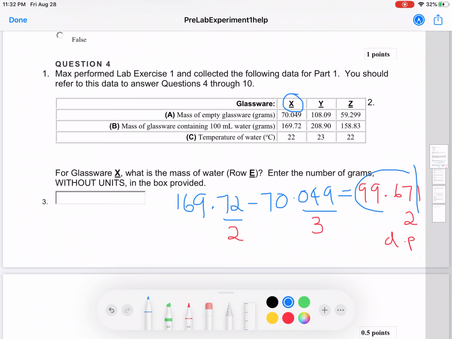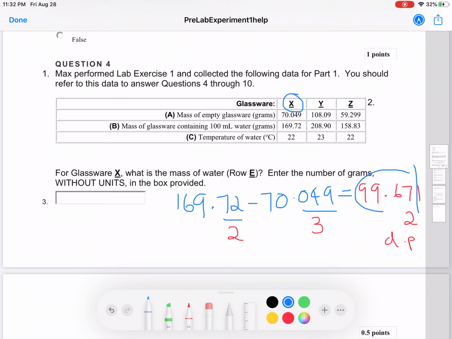So when you write down 99.67, make sure not to include any units when you turn in your assignments on Blackboard as the pre-lab assignments. But when you turn in your post-lab reports, you want to make sure that you write down the proper units. Okay, if it is a mass, it has to be in grams, volume has to be in milliliters, density grams per milliliter, like that. Okay, and that's how you answer your first question.